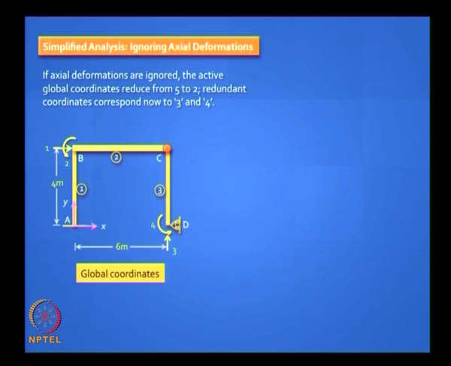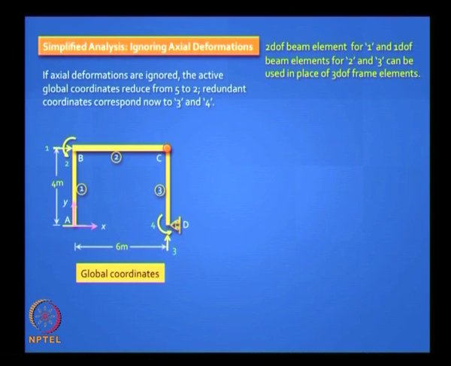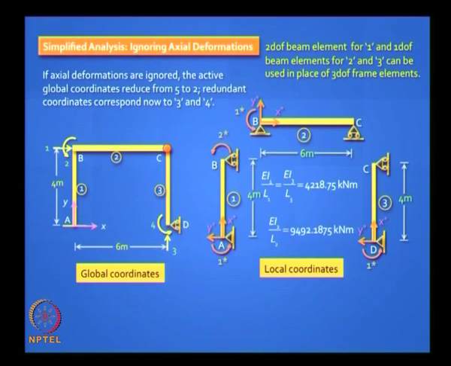What is interesting is your degrees of freedom now reduce. You had 7 earlier, now you have 4, okay, for reasons which we have explained earlier. So you have only 1, 2 and 3, 4 corresponds to your restraint degrees, your redundant degrees. Also for the beam element we will take the advantages that you had pointed out, the 2 degree of freedom beam element for 1 and 1 degree of freedom beam elements for 2 and 3 can be used in place of frame elements. So we are going back to beams and we are taking advantage of the modified flexibility. So we can do that.